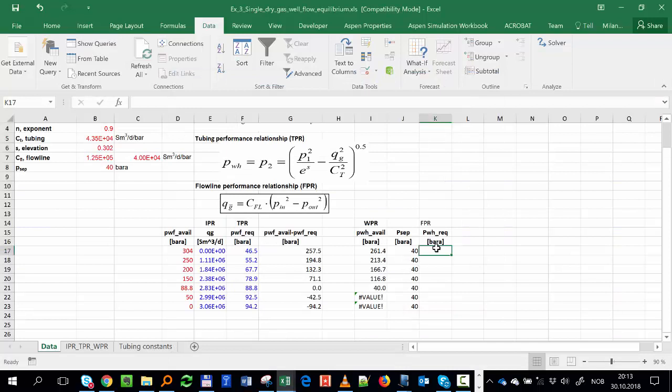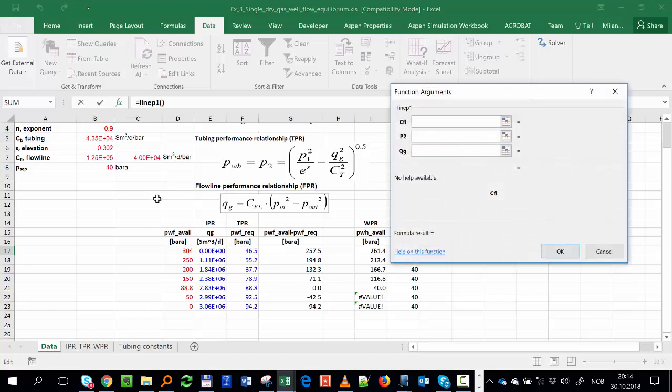So let's say here I call it line P1, and I insert the flow line coefficient. I calculate it the same way as for tubing. P2 will be separator pressure, and I block it, and Q will be the same Q that I have been using before.